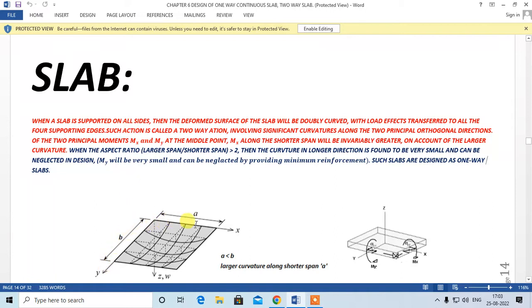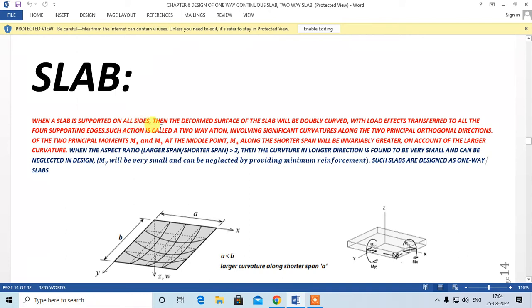So this is your rectangular slab. A is your shorter span, that is Lx. B is your longer span, Ly. Okay, and it is supported on all the four sides. When it is loaded with a UDL, then you will see that this will have a doubly curved shape, right?